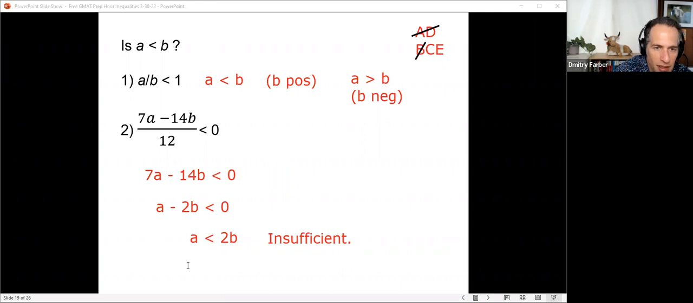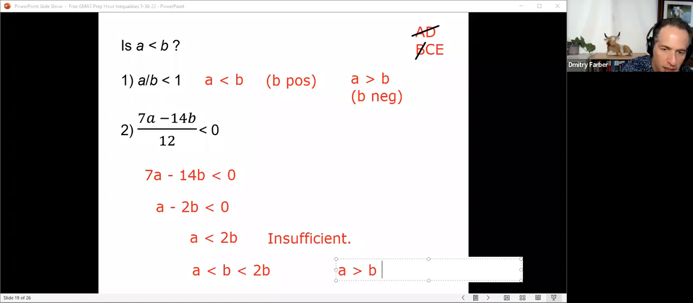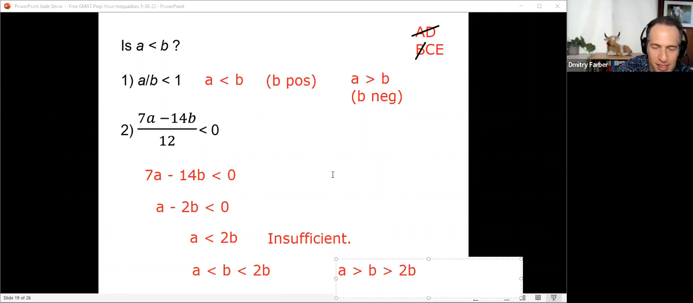So now I'm just saying, if b is positive, then a is less than b, which is less than 2b. If b is negative, then a is greater than b. But I also know that if b is negative, b is going to be bigger than 2b. But that's still, wait, a is less than 2b. So this can't be. So it tells me it's this one.